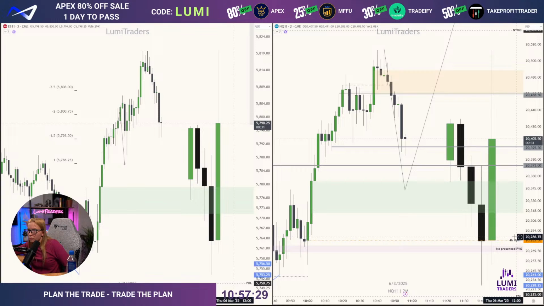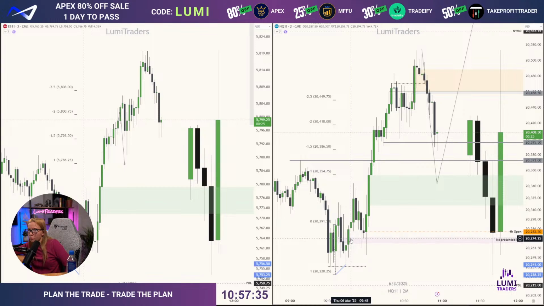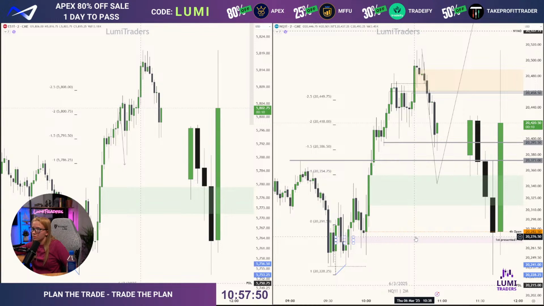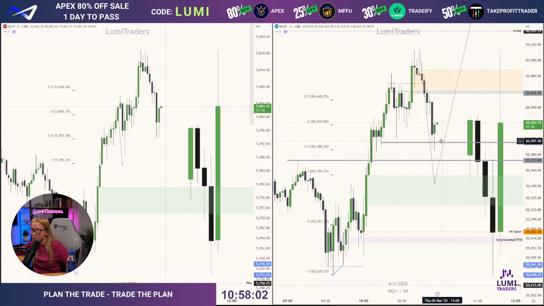282 is the open. The first presented fair value gap is right here, no? I'm looking at this run. Gold gave me a good trade in the last few days. Exactly. Okay, so far it's trying to respect the 15-minute fair value gap. I don't know why, I would like to see a bit lower.